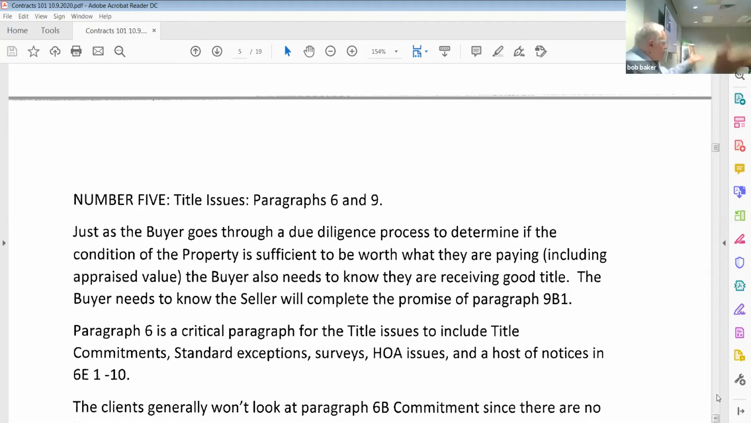So how are we doing on the title issues? Property condition, property title, two big things for the buyer. So the question is, when the buyer asks you about something in the title agreement, what does this mean? You can't tell them what it means.